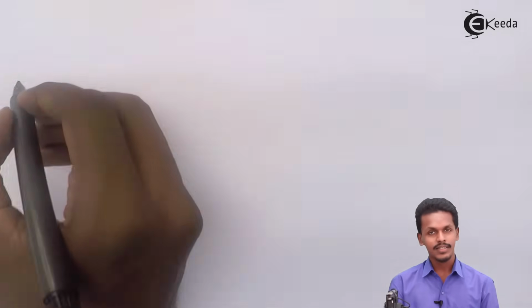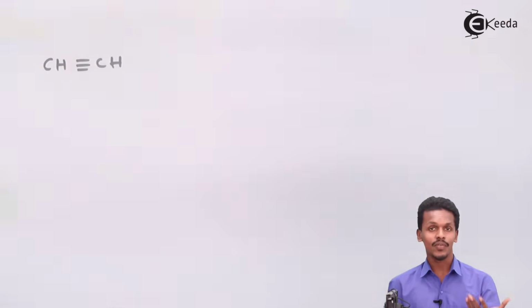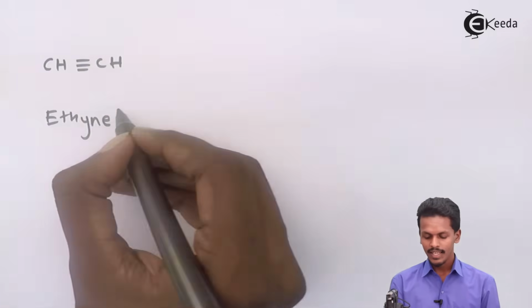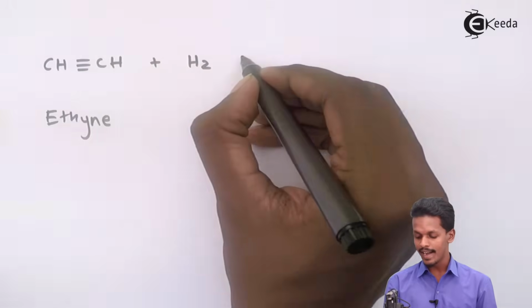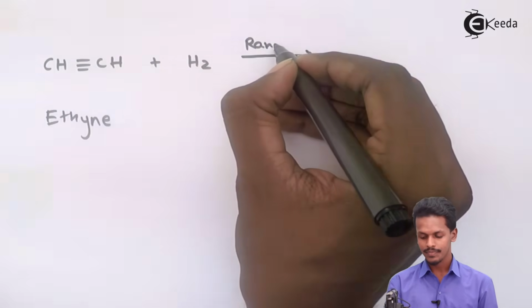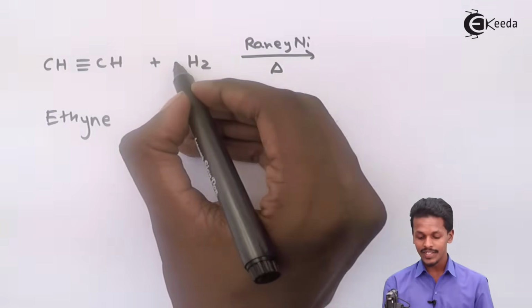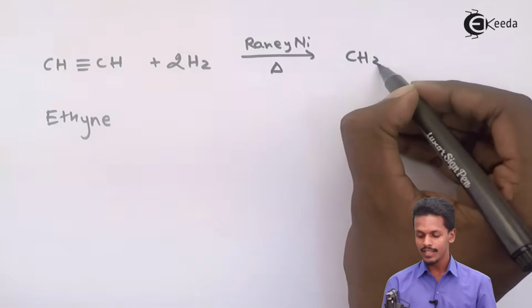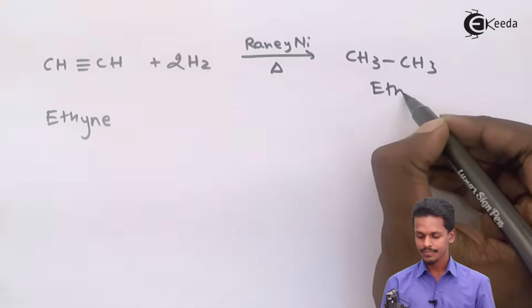Suppose we have the smallest member of the alkynes, in terms of IUPAC name, the name of that would be ethyne. And in this case, suppose I am using hydrogen in presence of Raney nickel. So what will happen is I would require 2 moles of hydrogen so as to obtain a carbon-carbon single bond, that is CH3-CH3, which is basically known as ethane.